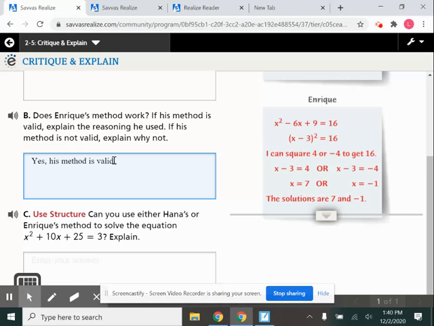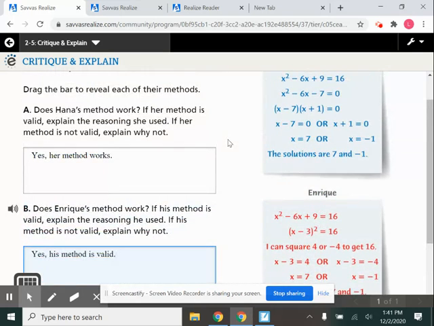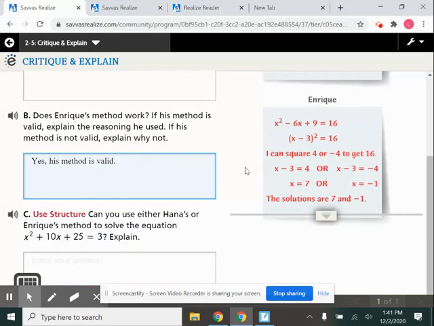It's perfectly acceptable to solve this way, and this is actually using the square root property, which is going to be a huge part of our lesson for 2-5. His method is completely valid as well. He gets the same correct answers that, I'm forgetting her name, that Hannah got. So yes, this one is valid, that one is valid.